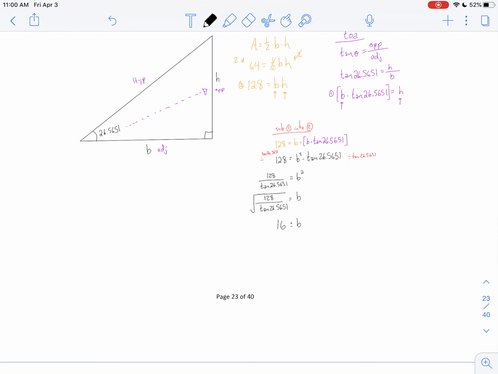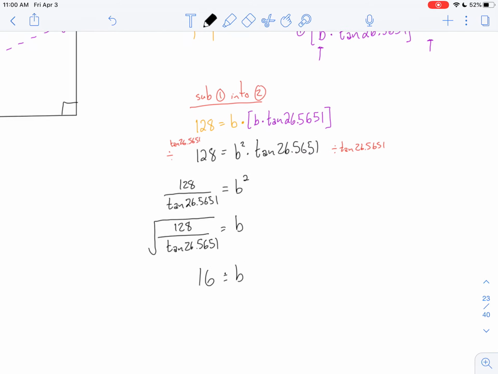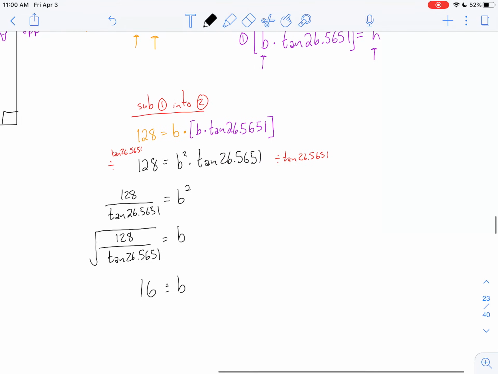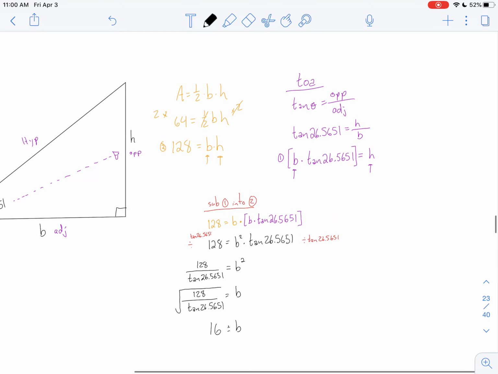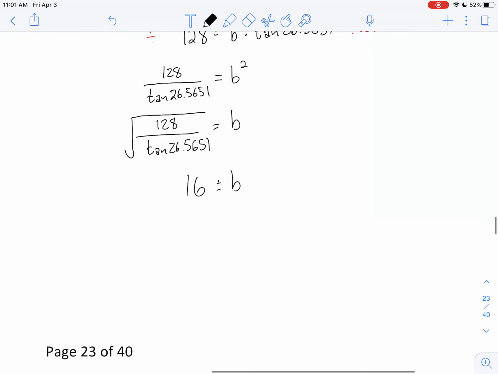Once we have our base is equal to 16, a couple different ways we could solve this. You can sub it back into one of the original equations. You could use Pythagorean. Well, we don't have quite enough to use Pythagorean theorem, or we could use one of our trig ratios. I'm just going to sub this back into, let's say, my area equation. So I'm going to sub this back into 2. So off to the side, I'm going to say sub b equals to 16 into equation 2.